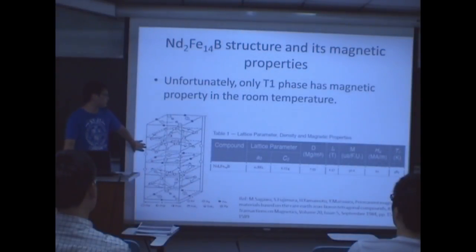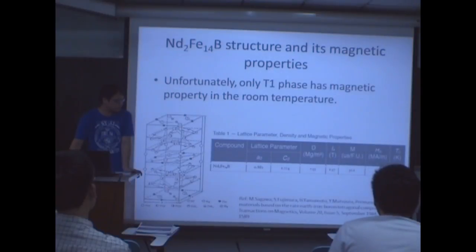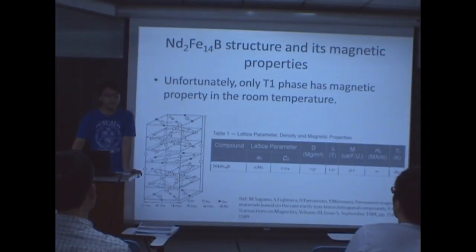This is the T1 phase structure. It's a tetragonal structure, so it is also called the tetragonal matrix phase. And this table shows the magnetic properties of the T1 phase. Among those magnetic properties, we should note the Curie temperature. We can find the neo system has a lower Curie temperature. It's a big problem that limits its application.